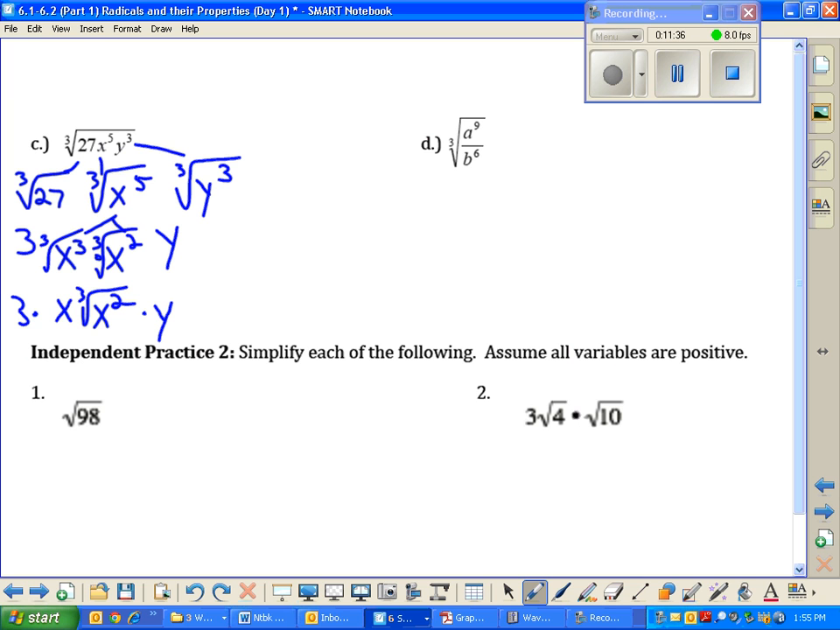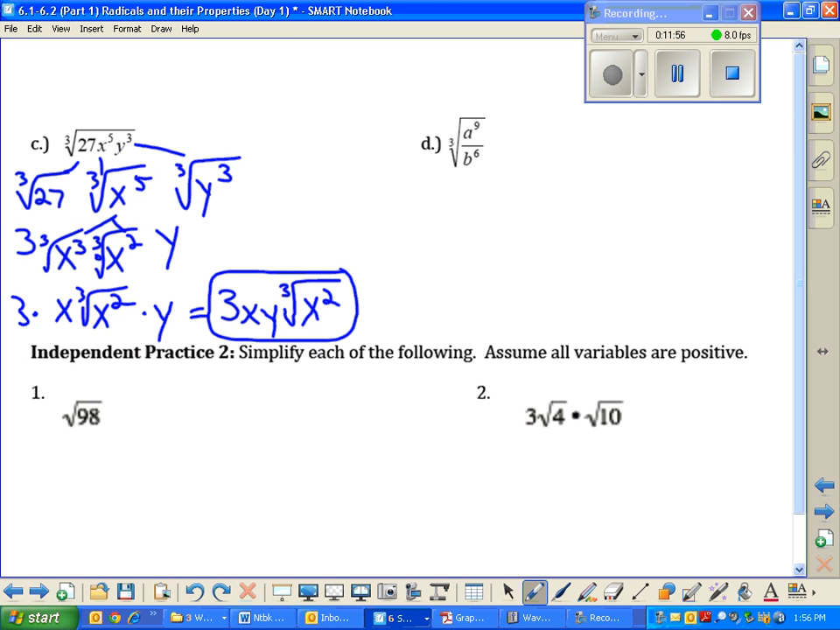The last step in doing this problem is to, I always say, pretty it up a little bit. You take everything that's outside the radical and put it outside. Everything that's underneath stays underneath. So this is going to be 3xy times the cube root of x squared.